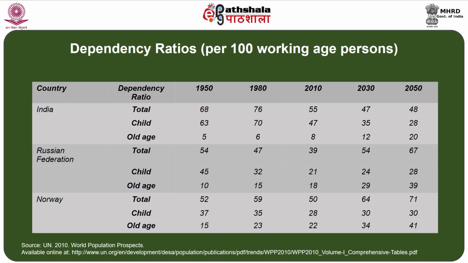For Norway, which is a developed country, the total dependency ratio in 1950 was 52, the child dependency ratio was 37 and the old age dependency ratio was 15. In 2010, Norway's total dependency ratio declined slightly to 50, the child dependency ratio declined to 28, while the old age dependency ratio increased to 22. The projections for 2030 reveal that in Norway the total dependency ratio is going to increase to 64, the child dependency ratio will increase slightly to 30, while the old age dependency ratio will increase to 34.